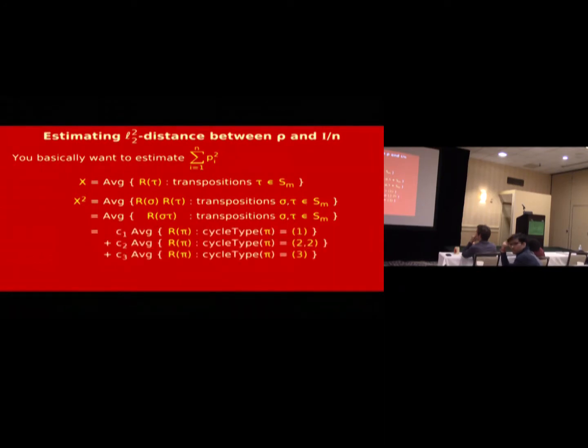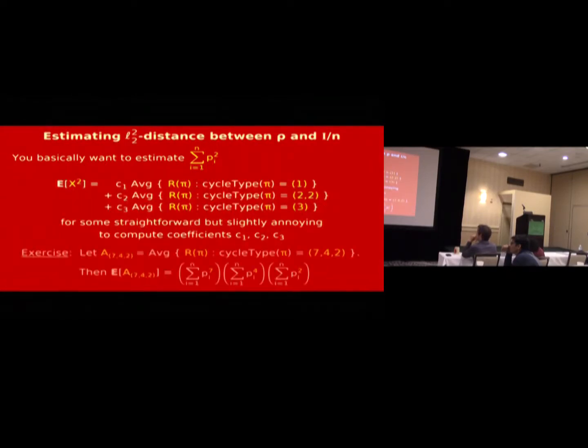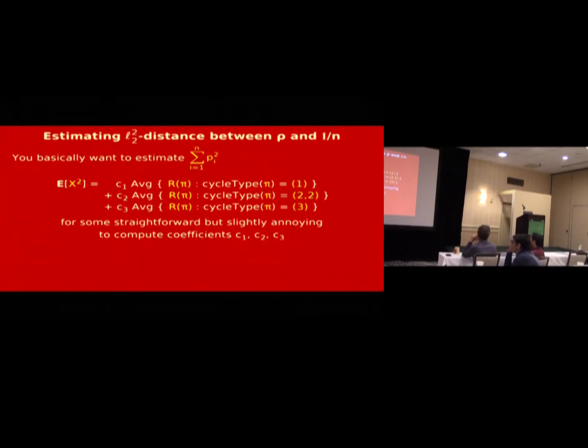Right, so if you take 2 random transpositions, you multiply them together, sometimes you get the identity if they're the same. If they're disjoint, you get something of cycle type 2,2. And if they overlap on one point, you get something of cycle type 3. So this operator is some average of these kinds of operators where these coefficients are slightly annoying to compute, but you can compute them. Good. So now we have to just compute the expected value of this operator.